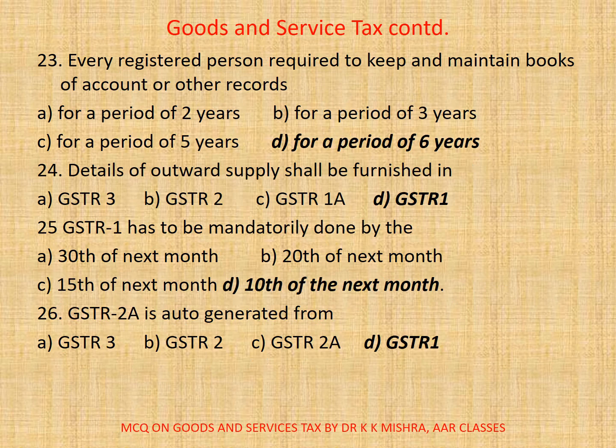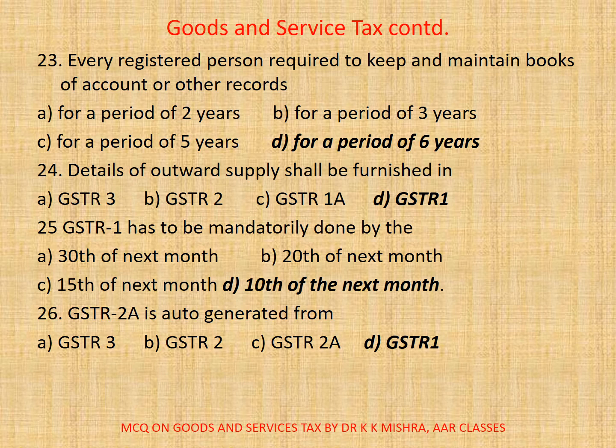2 crore. 23. Every registered person required to keep and maintain books of account or other records. A. For a period of 2 years. B. For a period of 3 years. C. For a period of 5 years. D. For a period of 6 years. Here correct option is D. For a period of 6 years.